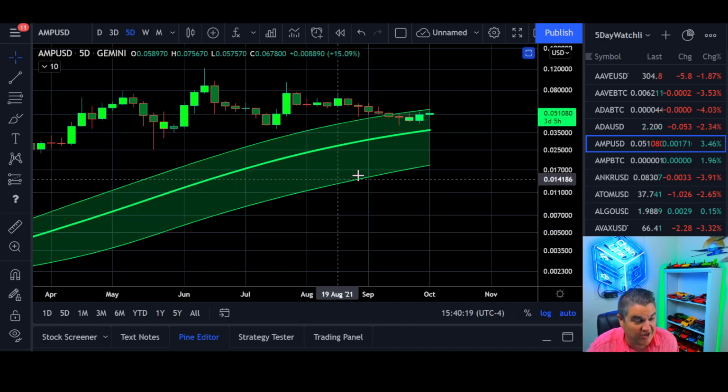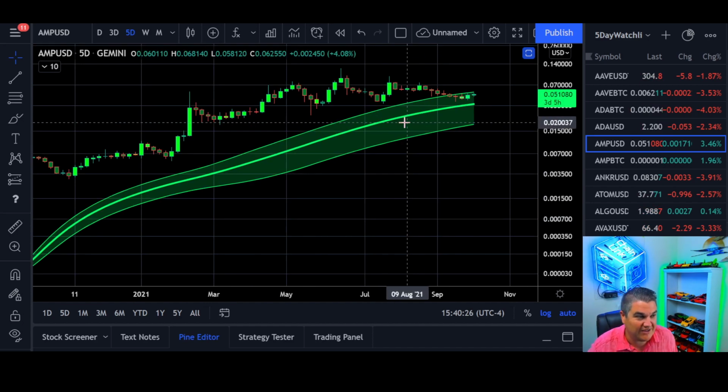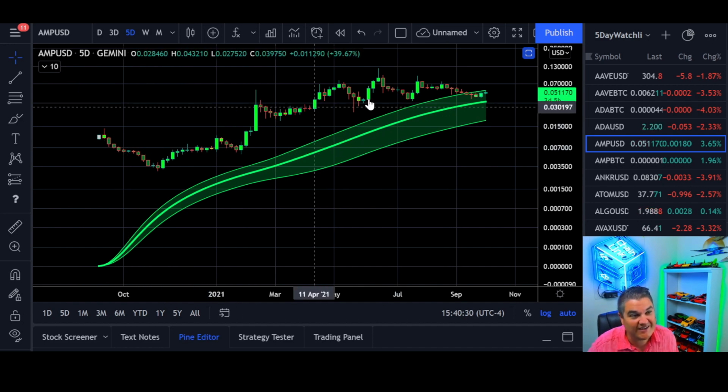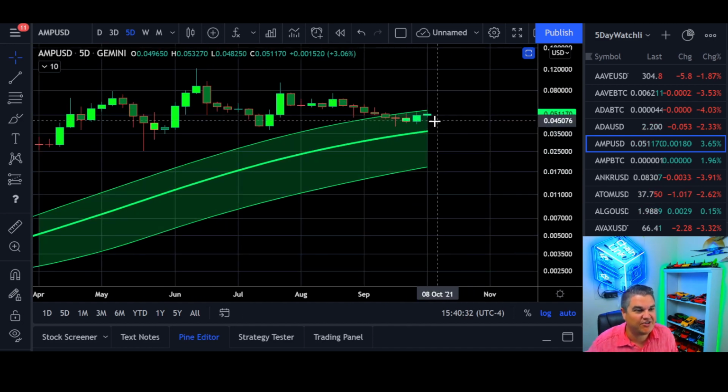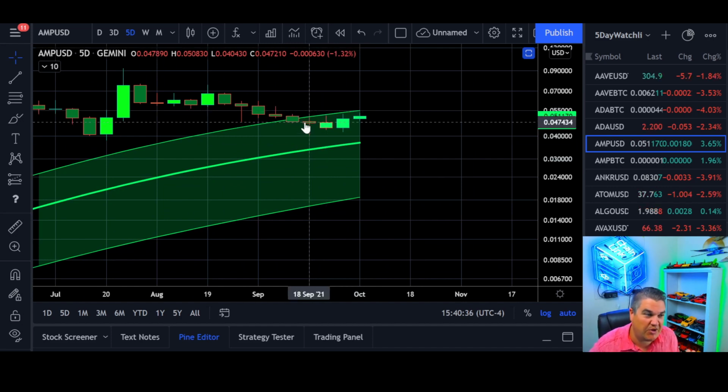AMP on the Gaussian channel on the 5-day. We got a 5-day Gaussian channel. That's what we got. Okay, so what does this mean? Well, we don't really know yet. Why? Because AMP is so young that this is the first time it has entered the Gaussian channel on the 5-day chart. So what do we want to see? Is this bullish or bearish?